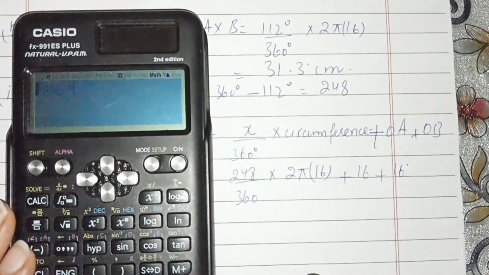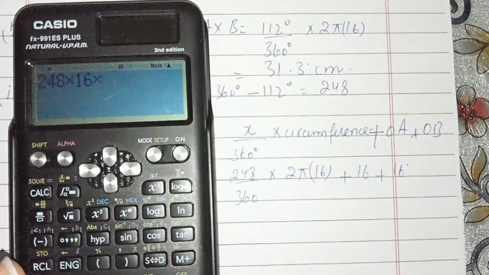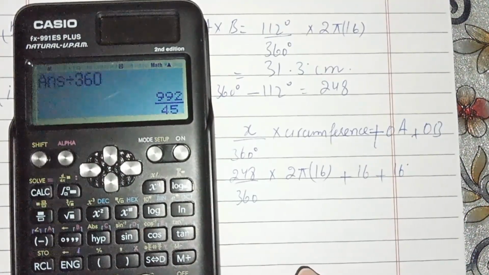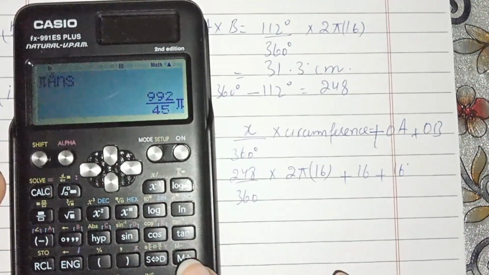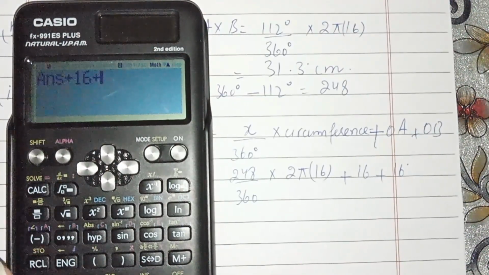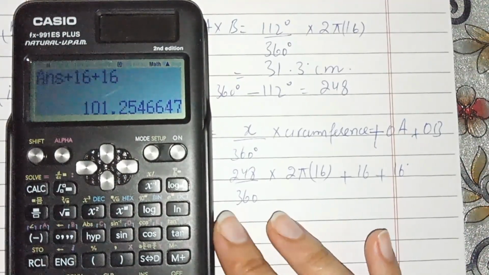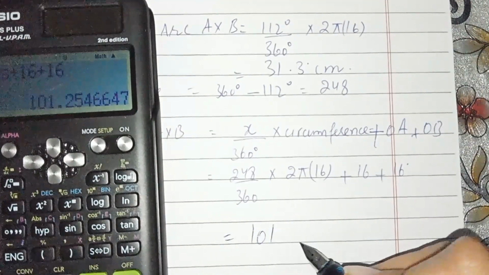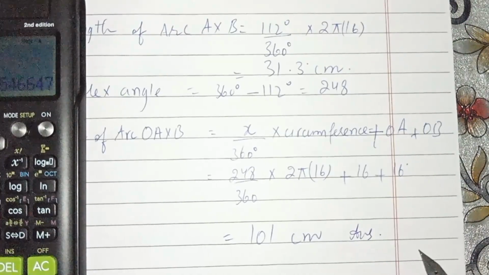248 multiply by 16 multiply by 2 and divided by 360 and multiply by pi, we get 69.25. Add 16 and 16 to it and we get 101 centimeter. 101 centimeter. And now students, this is the answer of the second part.